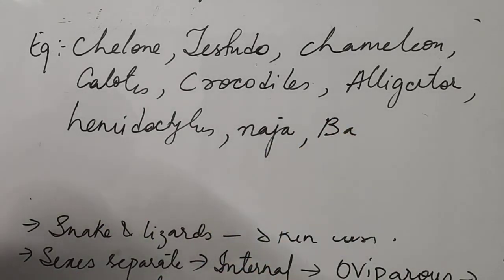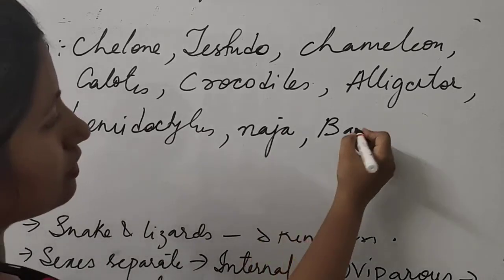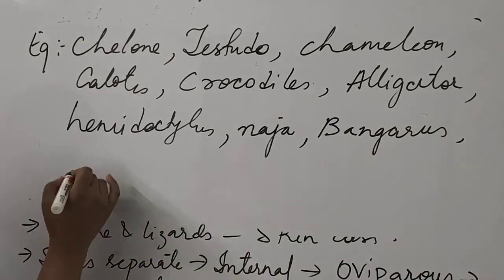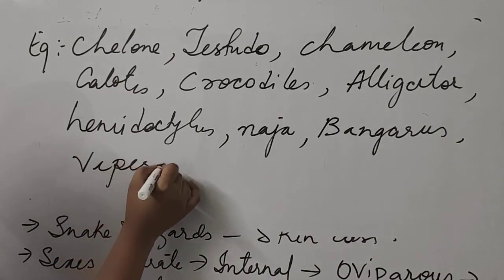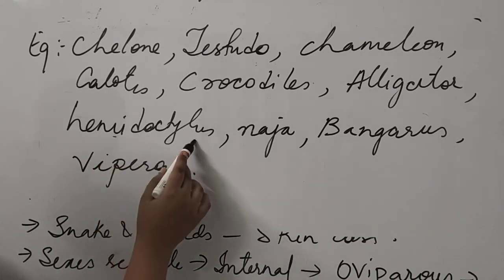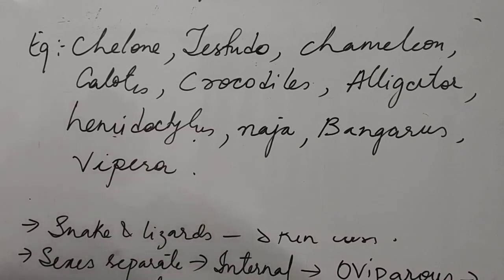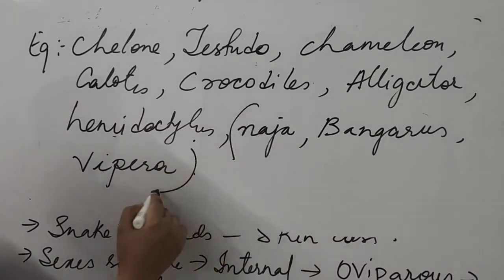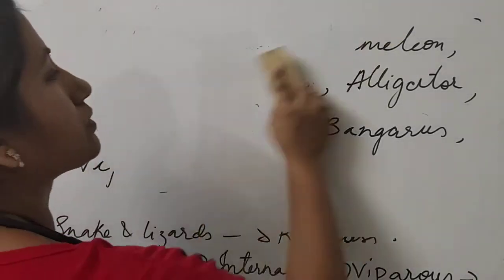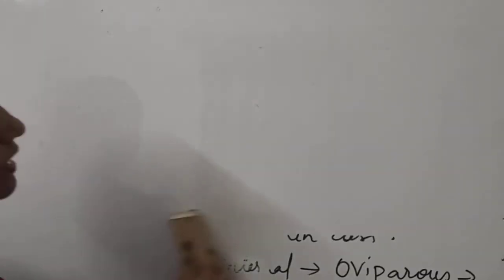Okay. And Bungarus is another poisonous snake. And Vipera is a viper, a poisonous snake. Okay. Whereas Hemidactylus is the name of a wall lizard, and these three are poisonous snakes. Okay. So next will come the next class, aves.